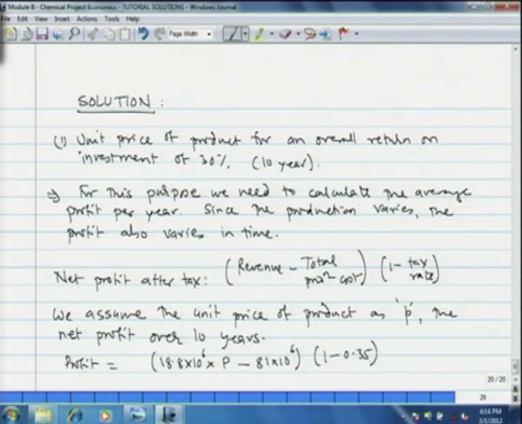Now here we have not taken into account the depreciation. Usually the net profit after tax is revenue minus total production cost minus depreciation. So that is the profit before tax and into 1 minus tax rate. But for simplicity we have not taken depreciation here into account, although we have been given a depreciation over a period of 10 years.